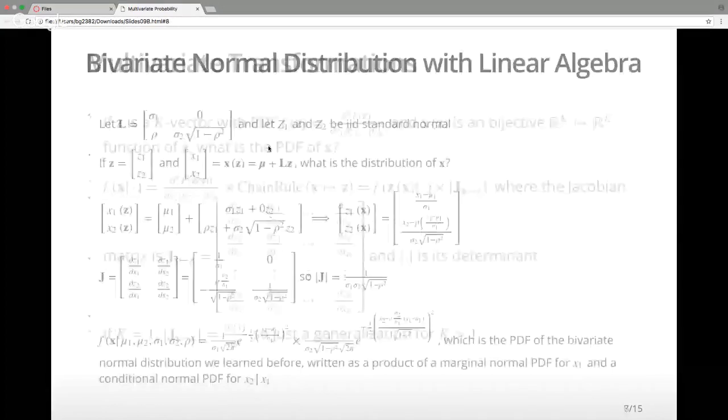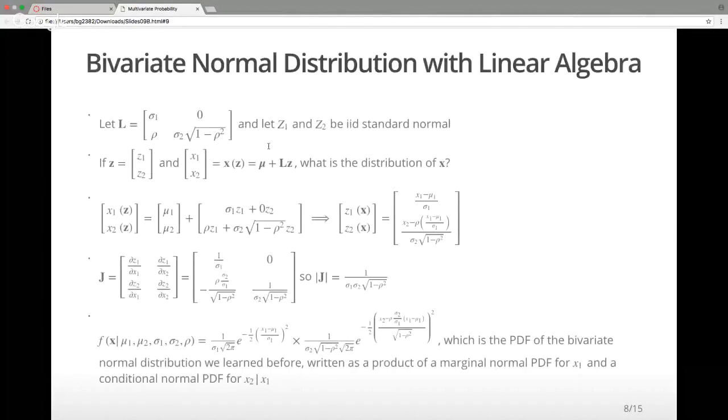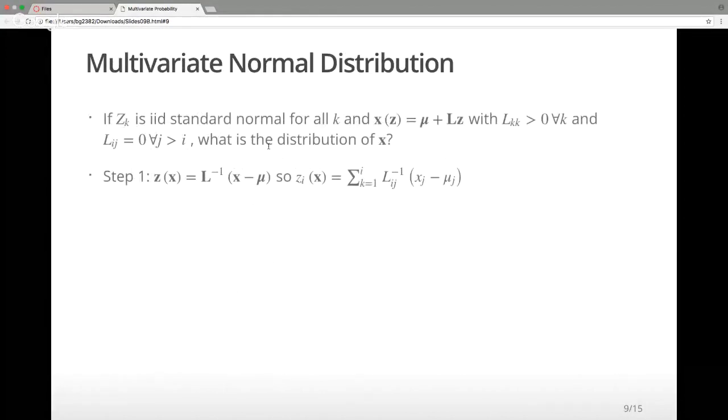Okay, all that is basically to lead up to the multivariate normal distribution, which, as I said, is the most important multivariate probability distribution, both in theory and in practice. So if Z_k is some standard normal random variable, independent of each other for all k, and X is a function of Z, namely mu plus L post-multiplied by Z, where L is a lower triangular matrix and its diagonal elements are strictly positive, what is the distribution of X?